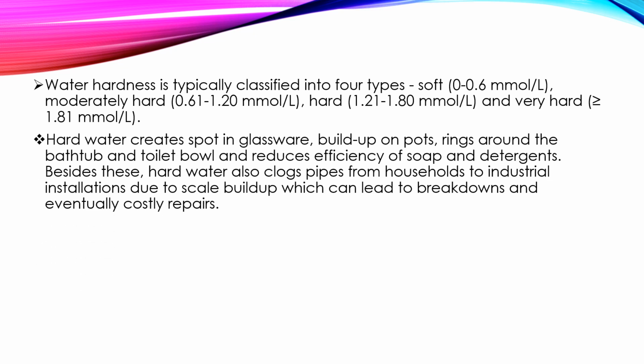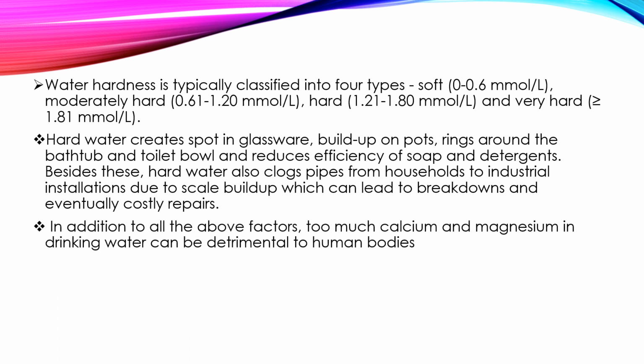Hard water creates spots on glassware, buildup on pots, and rings around the bathtub and toilet bowl, and reduces the efficiency of soap and detergents. Besides this, hard water also clogs pipes from households to industrial installations due to scale buildup, which can lead to breakdown and eventually costly repairs. In addition, too much calcium and magnesium in drinking water can be detrimental to human bodies.